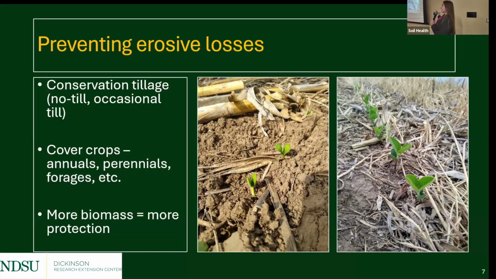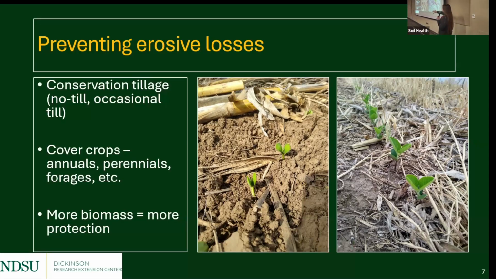So the example I have here is cover crops and conservation tillage. The less you physically disturb the top of your soil, the better. Undisturbed soil is just more likely to stay in place. You're not physically breaking up that soil structure. But through the use of a cover crop, or other types of land coverage, you can prevent these erosive losses.